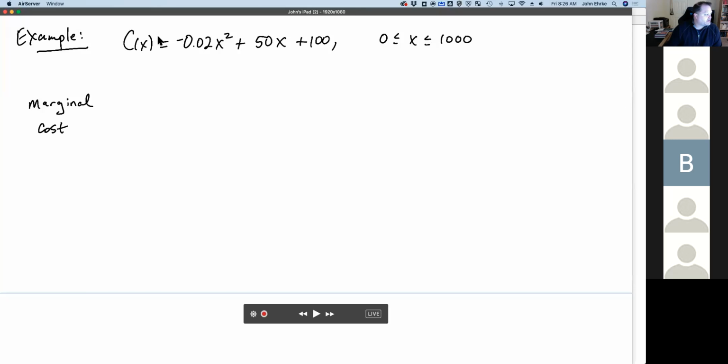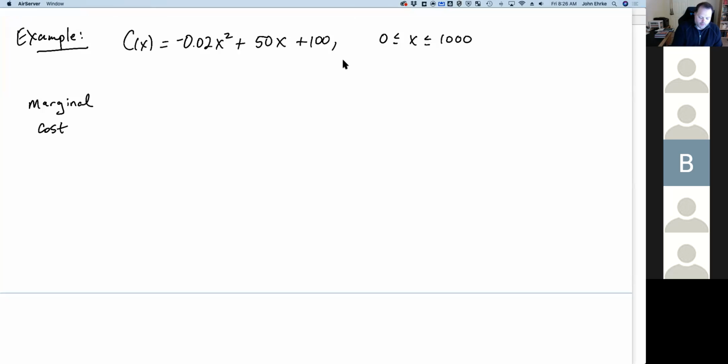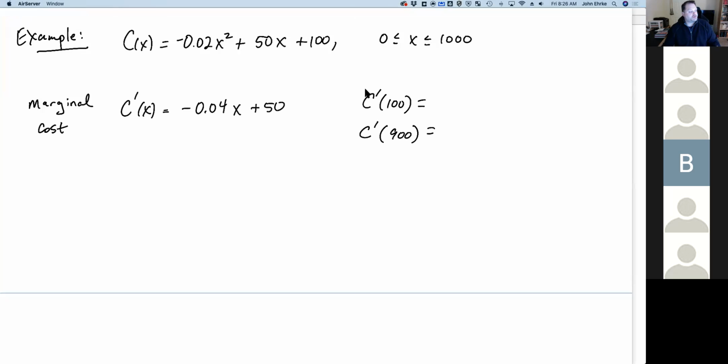So we've got the cost amount here. The marginal cost would be the derivative. The derivative would be negative 0.04x plus 50. And we want to calculate it at 100 versus calculating it at 900. And here's where I would encourage you to use Desmos. So if we'll open up Desmos real quick.